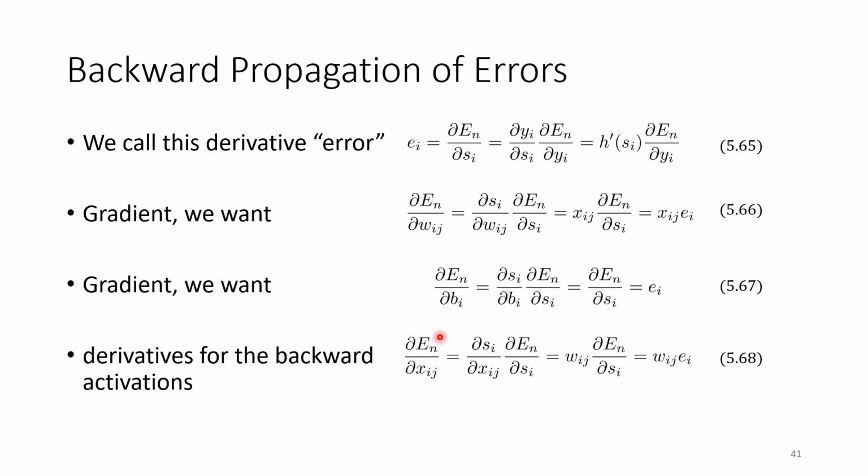Okay, and finally, we calculate the dE/dx. By definition, this is ds/dx times dE/ds. And what is this? This is w_ij. Do we know w_ij? Yes, we know, because w_ij is the weight, the value of the weight. So we can calculate the dE/dx. It is the weight times the error term. So you can see, once we get the error term, we can calculate the gradient of the weight. We can also calculate the gradient of the previous neuron. The x is the neuron here.